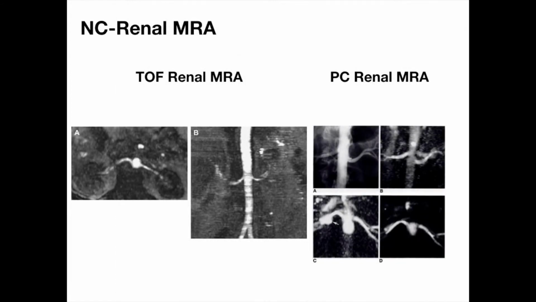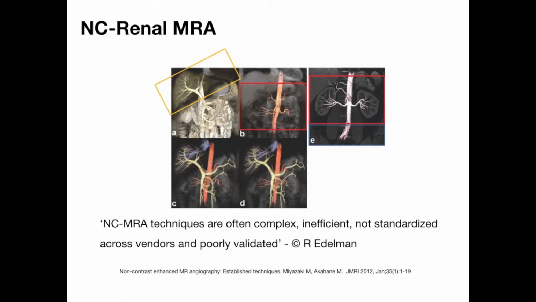I'm going to talk about contrast-enhanced MRA because, as we've heard before, renal angiography with time of flight and phase contrast, these are old pictures, but obviously they demonstrate some of the problems we have with this, and I've alluded to that in terms of the coverage. If you look in the literature, you will find some beautiful examples of non-contrast renal MRA. So this is from a recent paper in JMRI from Mitsu Miyazaki.